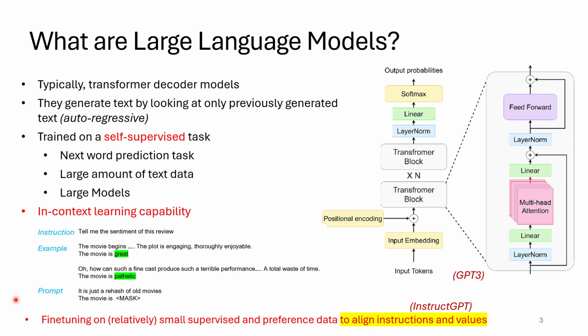Of course, in-context learning capability is not sufficient. It's powerful, but it's not controlled, and therefore, typically, large language models have to be fine-tuned on a relatively small amount of supervised data and preference data, where human preferences among multiple possible outputs are provided to the model. This allows the model to be aligned to instructions and to the values that you would want the model to follow. You would not want the model to generate hate speech, etc. So that's what this process of fine-tuning and preference alignment ensures.